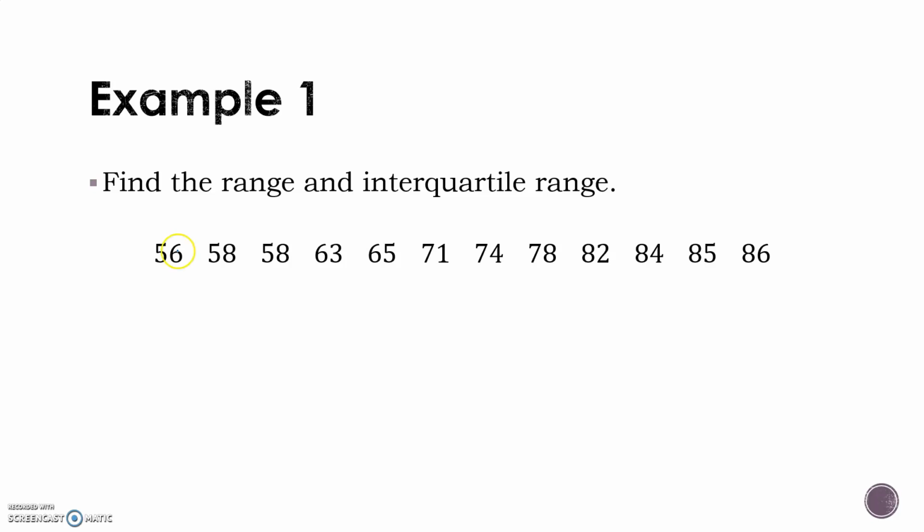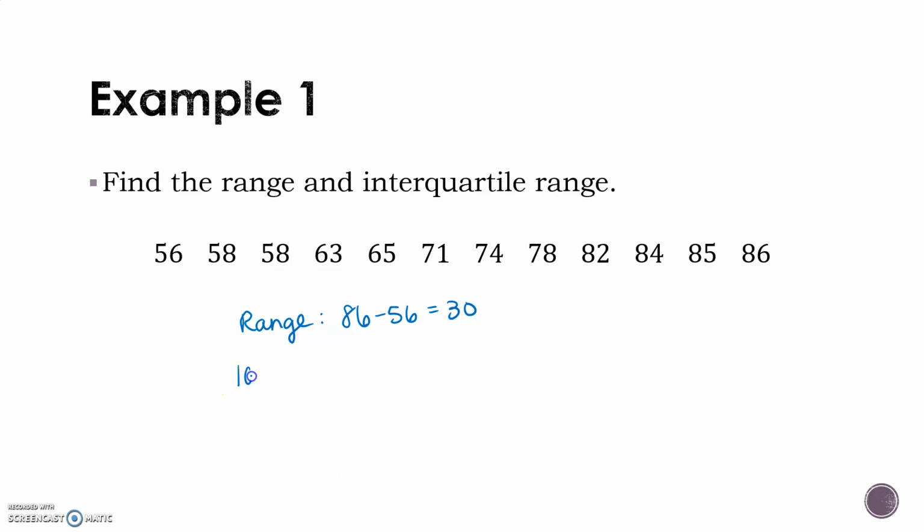And then I need to find the range. So to find the range, I'm just going to take the maximum minus the minimum. So 86 minus 56, which is 30. So that means that these values are spread out over 30 units. I don't know what we're measuring right now, but 30.